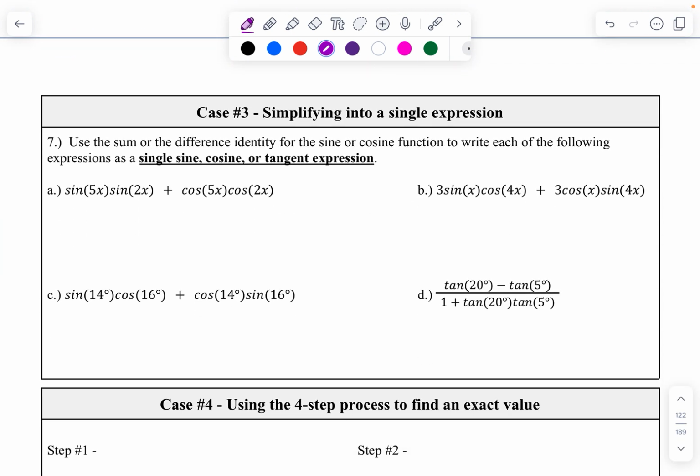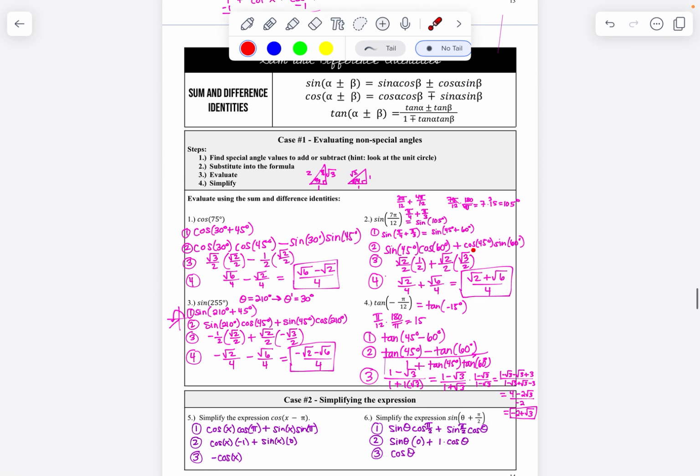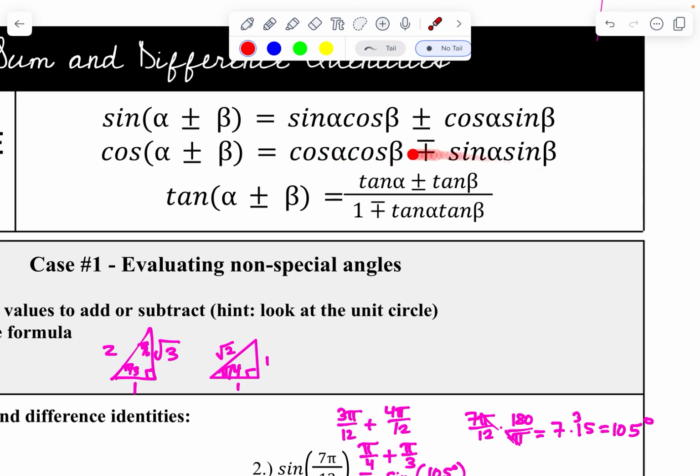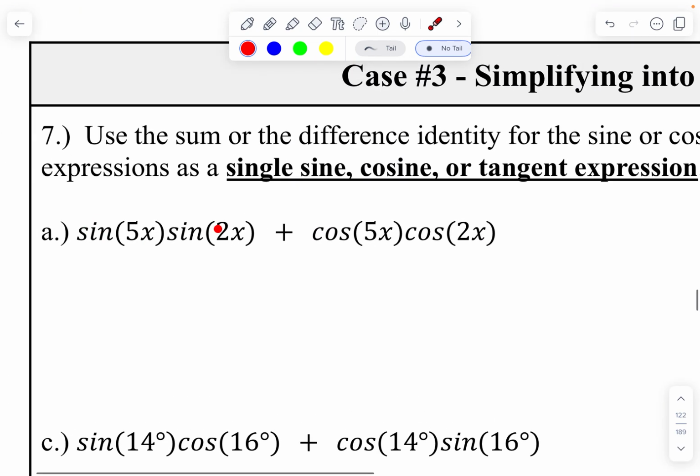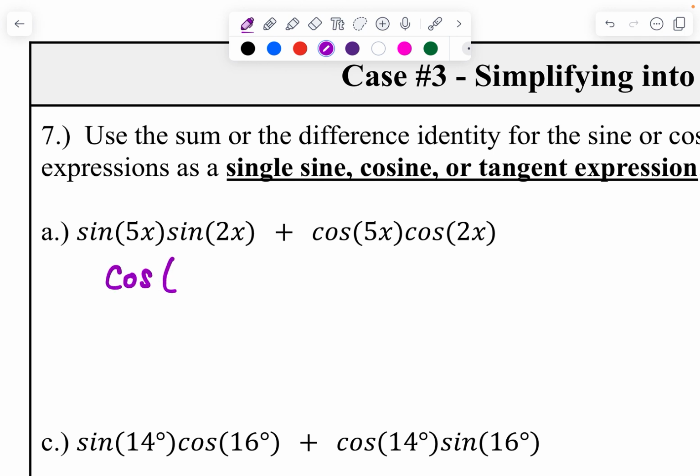All right, case number 3, simplifying into a single expression. So we're going to use the sum or difference identities for sine or cosine to write each of the following as a single sine, cosine, or tangent expression. So what I notice is we've got the sines together and the cosines together. So if we go look at our formulas, that's cosine. And whatever sine's in the middle, we need the opposite of it over here. So it's a plus sign, so we'll need a minus sign. So this would be equivalent to the cosine of 5x minus 2x. And so we'll get the cosine of 3x.